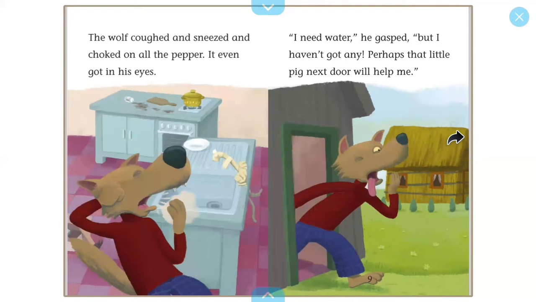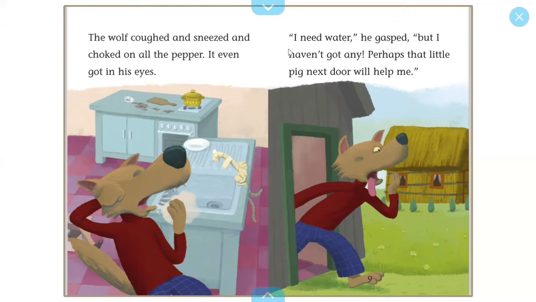The wolf coughed and sneezed and choked on all the pepper. It even got in his eyes. Ouch, right? "I need water," he gasped. Gasped. You might not have heard of this word before. Maybe you have. It means that he's kind of like choking, right? He's struggling to say these words.